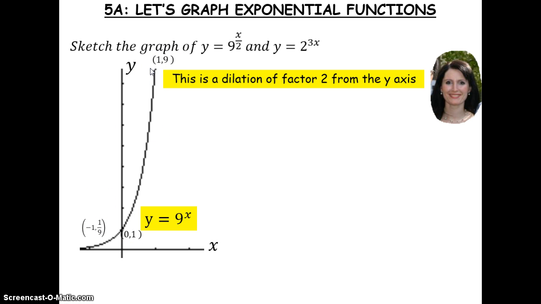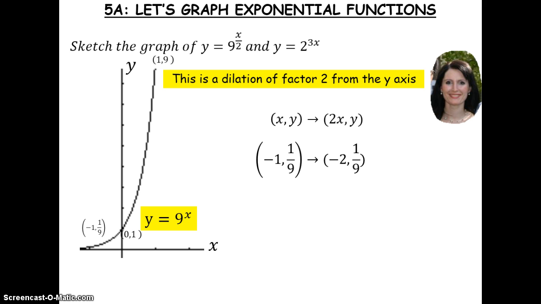Now here is a dilation of factor 2 from the y-axis. Watch out for that. It's the denominator in the fraction. So it becomes that our dilation is a factor 2 from the y-axis. So that means it affects our x values. (x, y) becomes (2x, y). So let's look at each of the points.